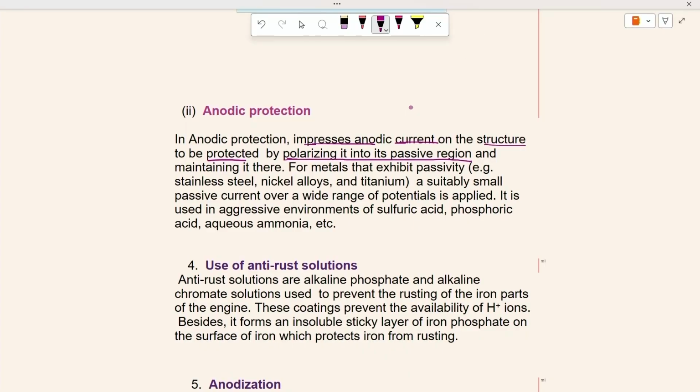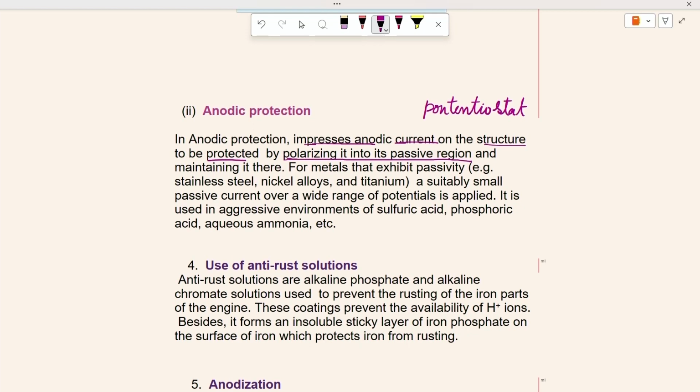Usually in these processes, the impressed anodic current is applied to the structure using a potentiostat. You can say it is a potentiostatic current we will be providing. The potentiostat keeps the potential difference constant at that particular region, and it is constantly monitored. Once it changes, we have to adjust it, and the potentiostat keeps it fixed at that potential, that is, the metal remains in the passive region. So it is the impressed anodic current applied to the structure to be protected by polarizing it to its passive region and maintaining it there.